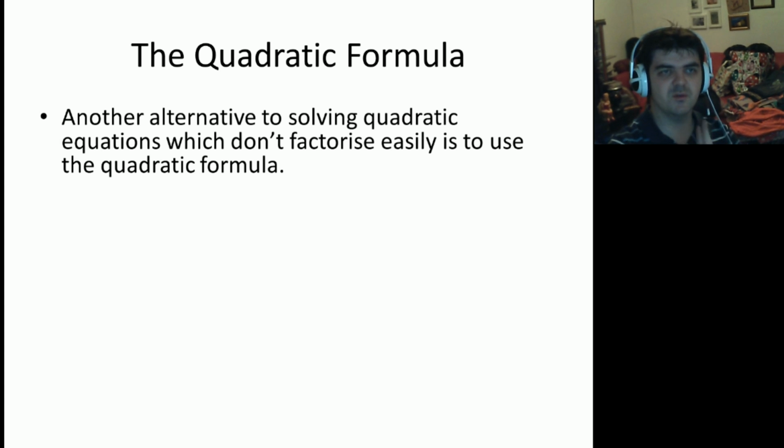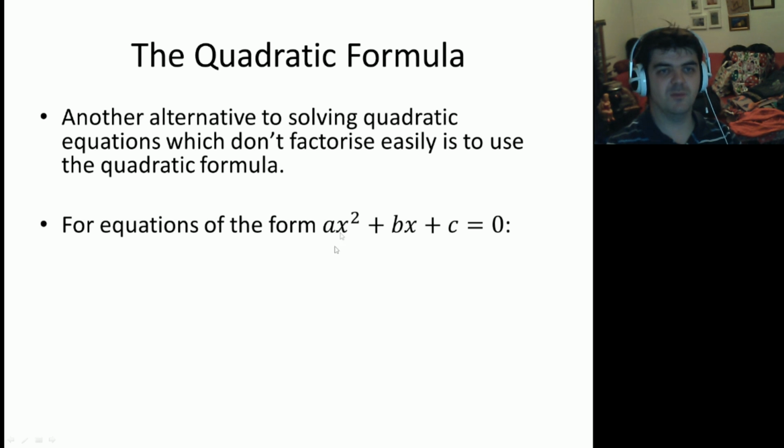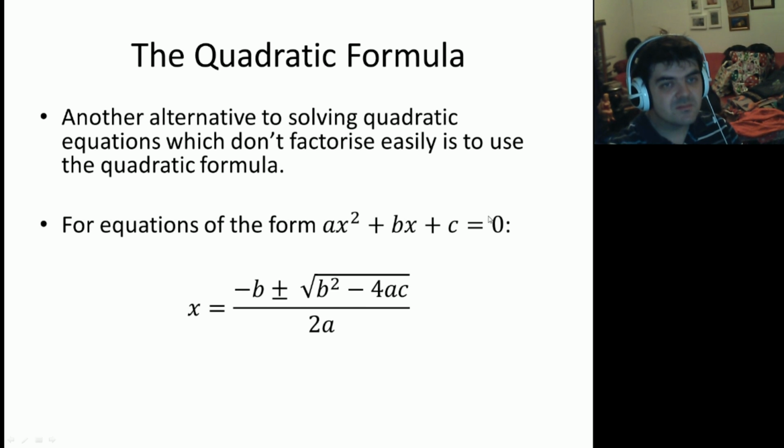Another alternative to solving quadratic equations which don't factorize easily is to use the quadratic formula. Now, in actual fact, you could do this for every single quadratic question that you get. It's a bit long-winded and a bit finicky, but the quadratic formula is for equations in the form ax squared plus bx plus c, which is kind of all of them. And we use this formula. So x equals minus b, plus or minus the square root of b squared minus 4 times a times c, all divided by 2a.